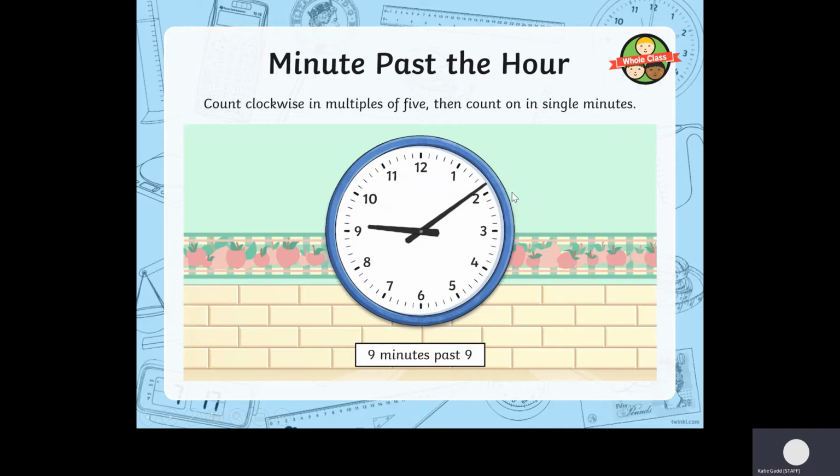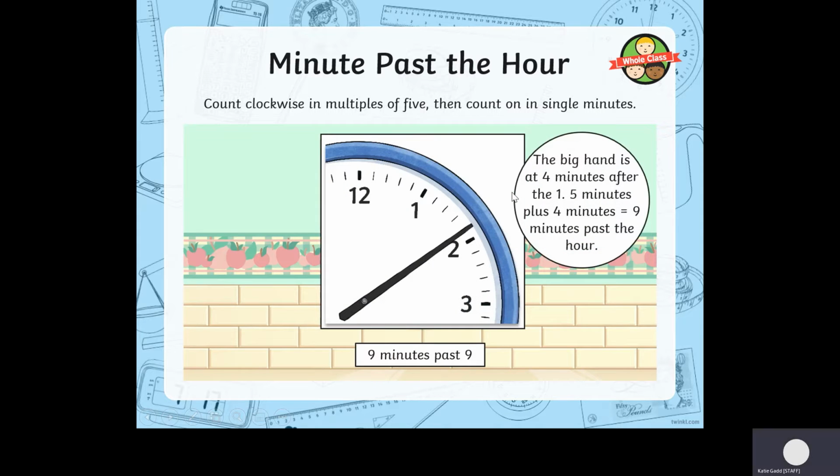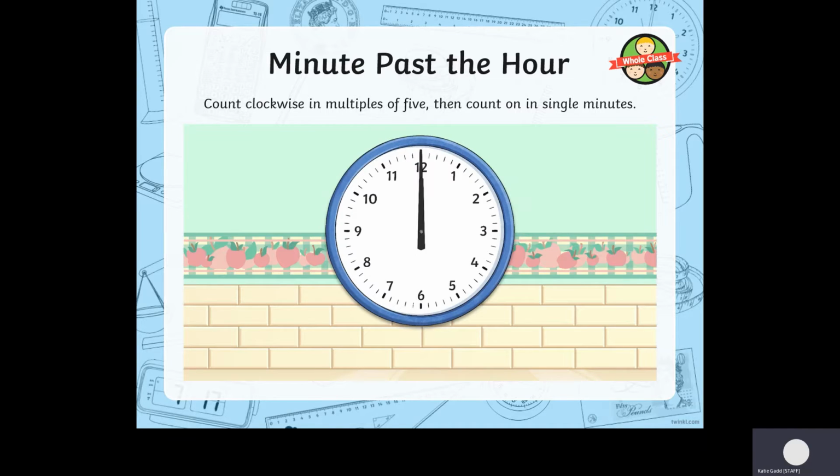So it's 9 minutes past 9. The big hand is at 4 minutes after the 1. So it's 5 minutes plus 4 minutes means it's 9 minutes past the hour.